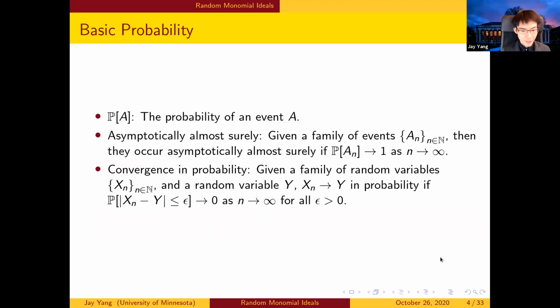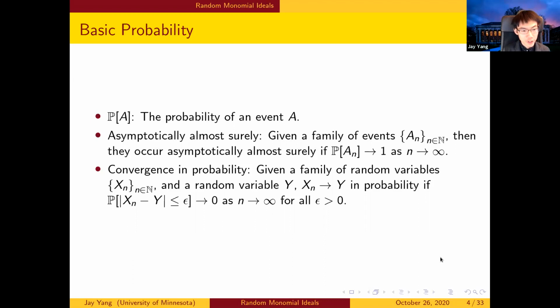So, a five-second review of probability. You don't need to know these in detail. This talk is not really going to heavily rely on probabilistic methods details, although the papers do use a lot of them. This P(A) is the probability of some event A. The term asymptotically almost surely means that in the limit, the event occurs with probability 1, or rather, the probability goes to 1 as some parameter goes to infinity.